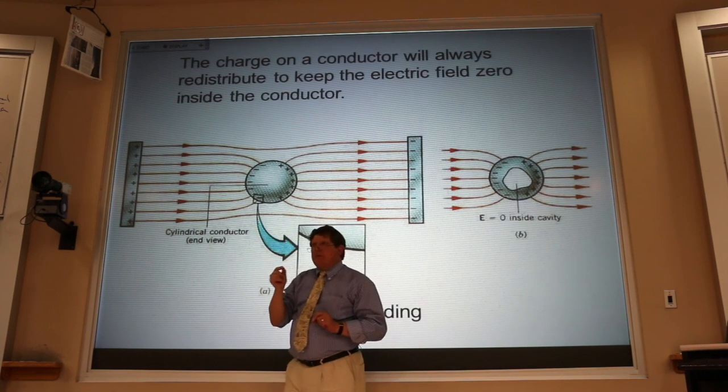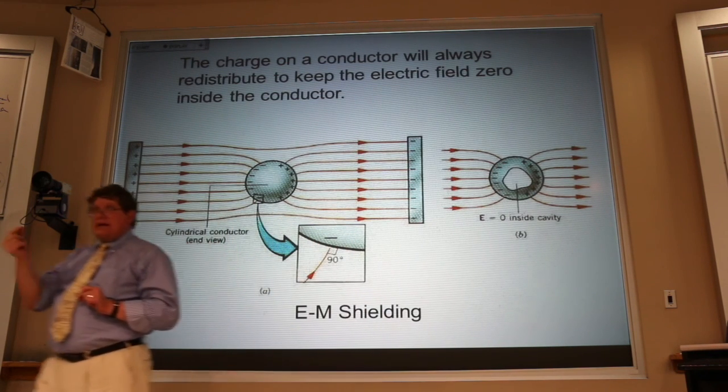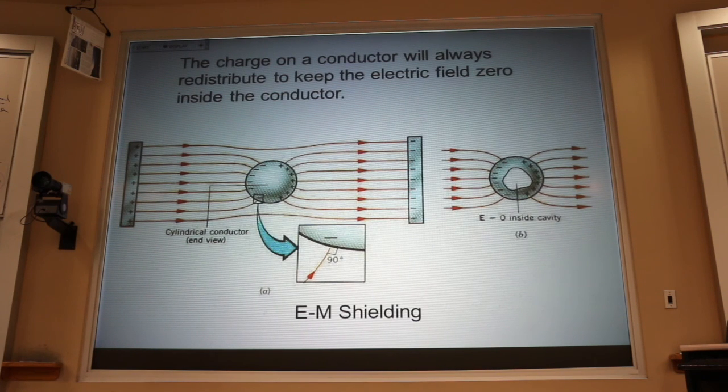Now this has very important consequences when we get to lightning rods next week. We'll find that this single principle determines why lightning rods have to be sharp. Okay?